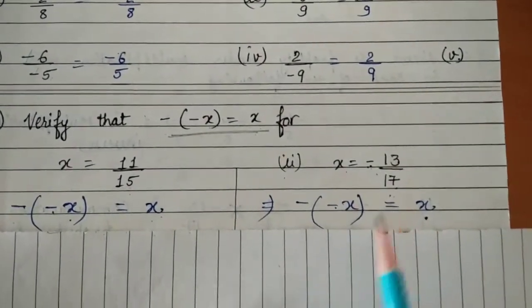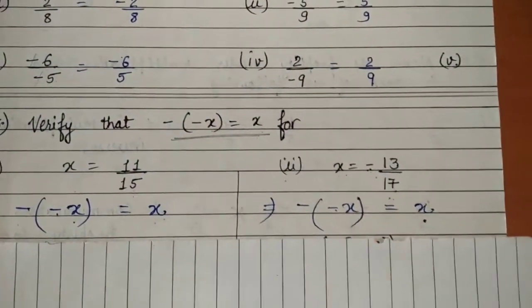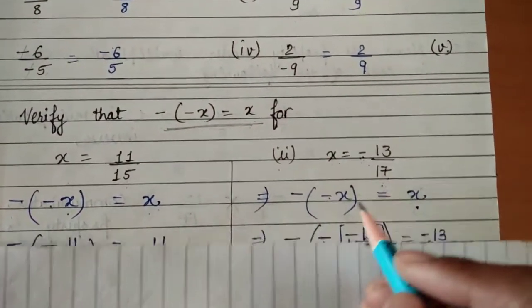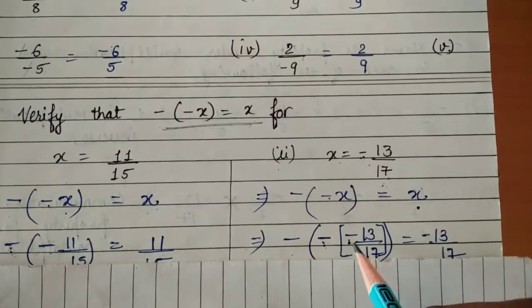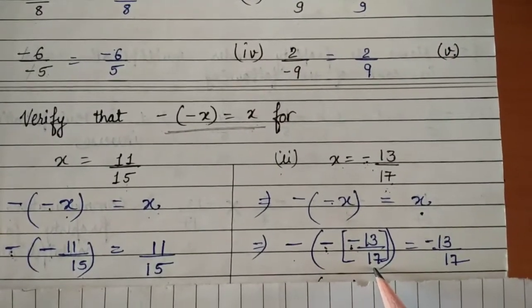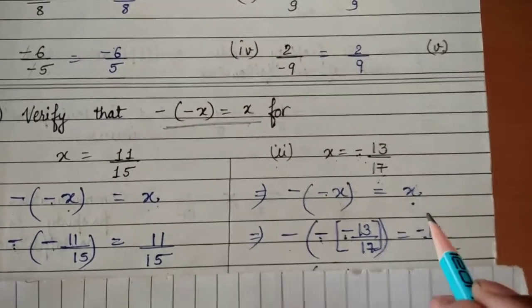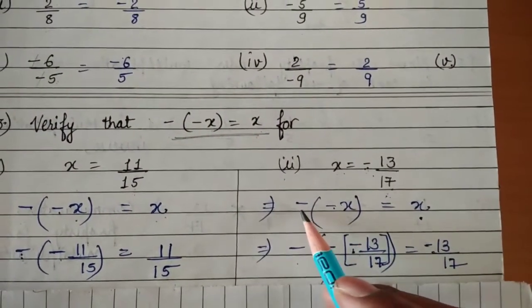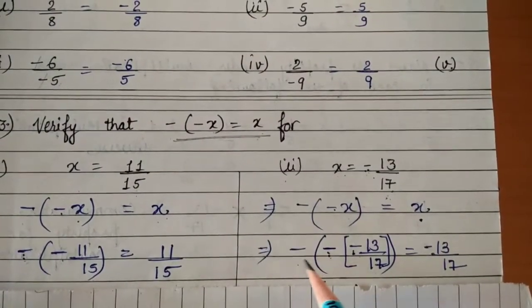Okay, now we will put the value of x, which is minus 13 upon 17. Below the x we will put the value of x, which is minus 13 upon 17. This side also minus 13 upon 17, and the negative symbol in front will remain as it is.